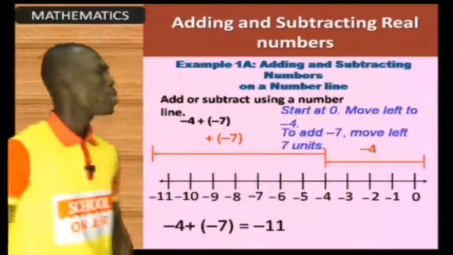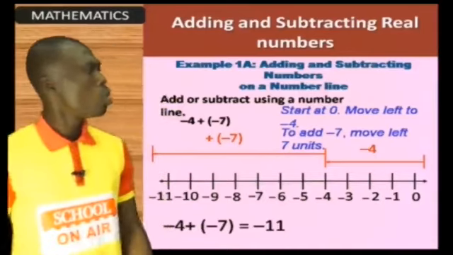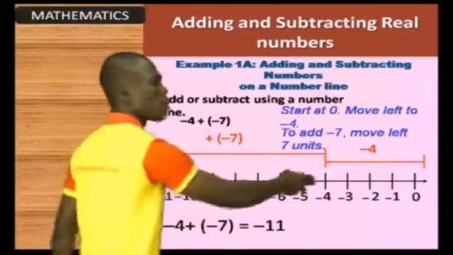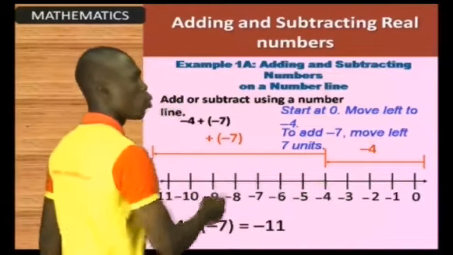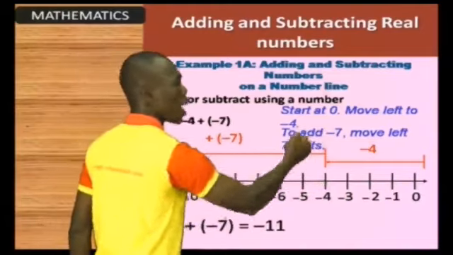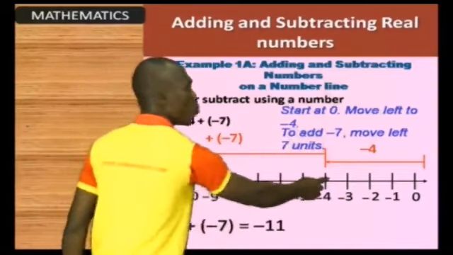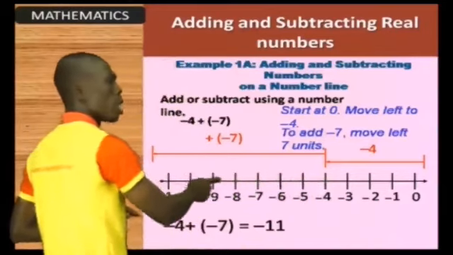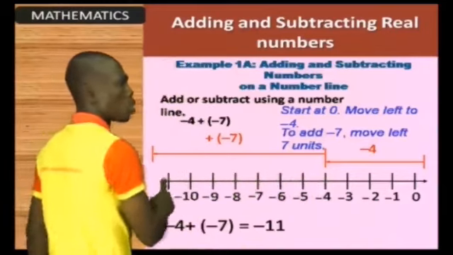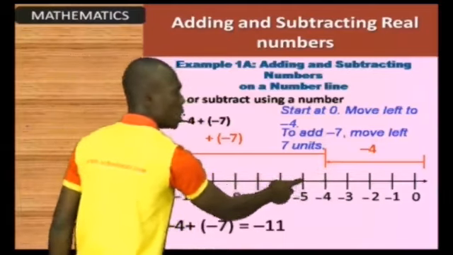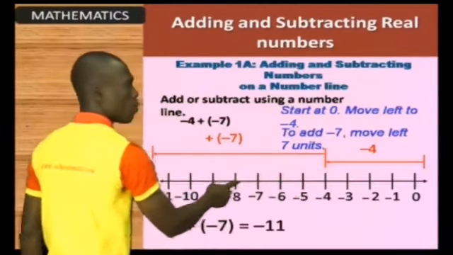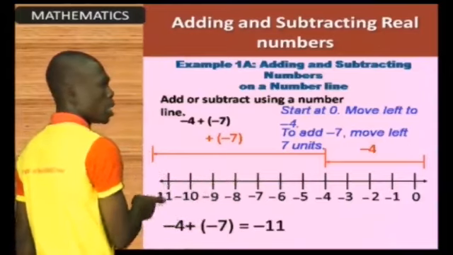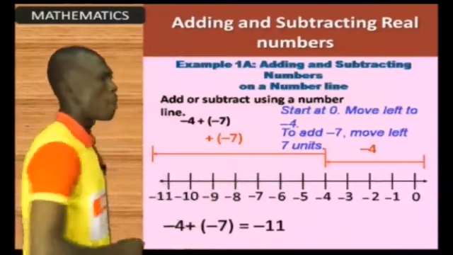Getting to that point, I still need to add minus 7 to that minus 4. I need to borrow 7 naira more, so I need to add minus 7 to my existing debt of minus 4. So I move again from this point, continuing my movement towards the left, and this time I move 7 units. From here, I move 1, 2, 3, 4, 5, 6, 7. And on the number line, it takes us to minus 11.